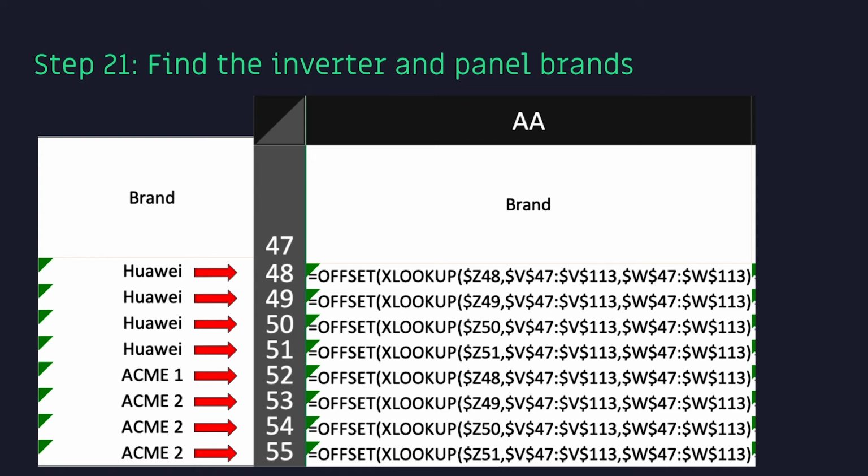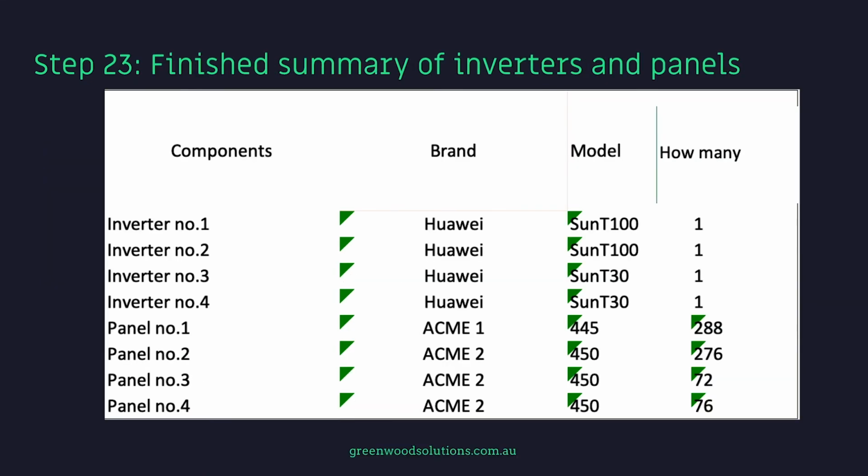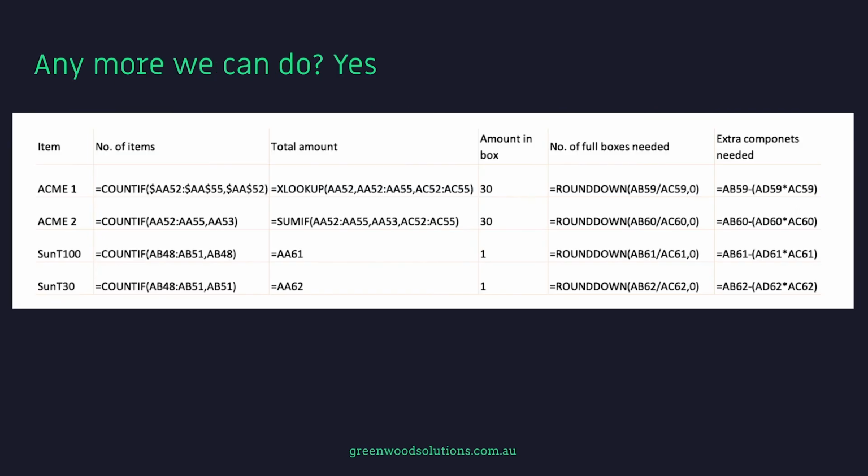formula, but when you look at it, it's basically an XLOOKUP that's been wrapped with an offset as well. And that was just because I had to use the offset function because of the way I set up the actual raw data. Step 22, same process for the model details and amounts. And you can see model, how many, same kind of formulas. Step 23 is a finished summary of the inverters and panels, which we showed you before.